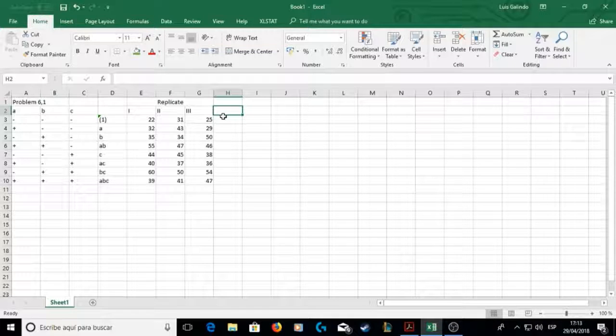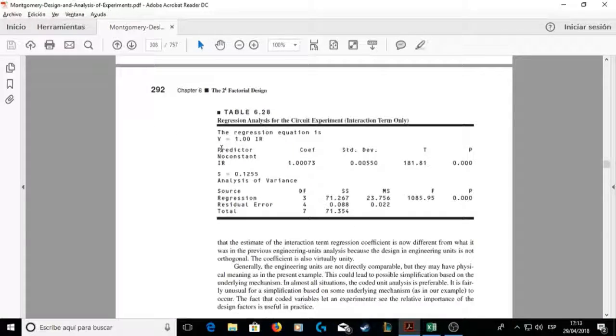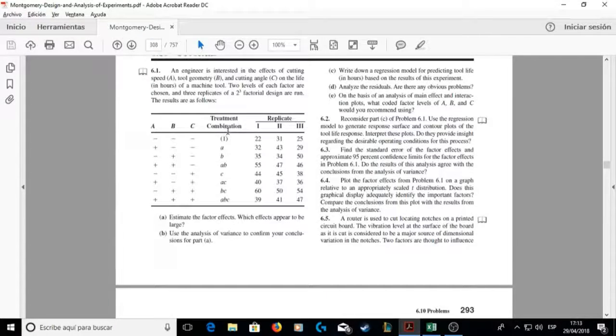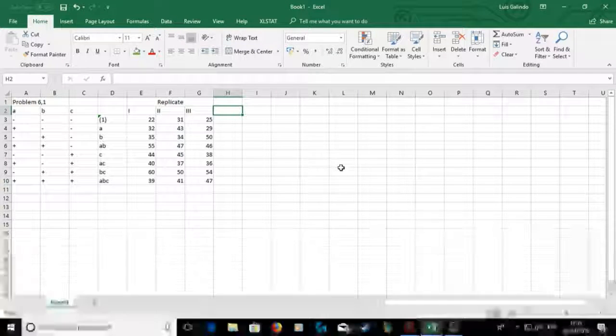Hello, we are going to solve problem 6.1. This can be found on page 292 of the book. So let's get started. The first step is to have our data in standard order, which we already have, and we already have our table of signs that the book gave us.